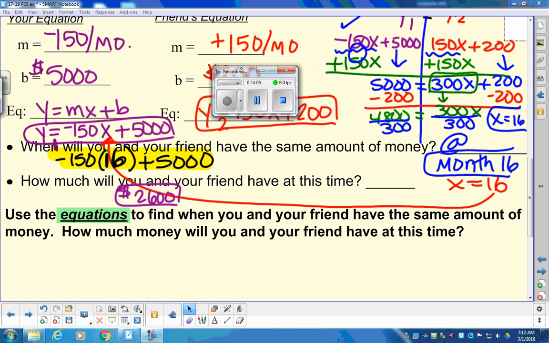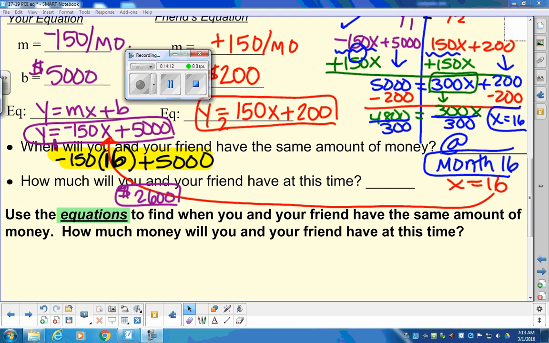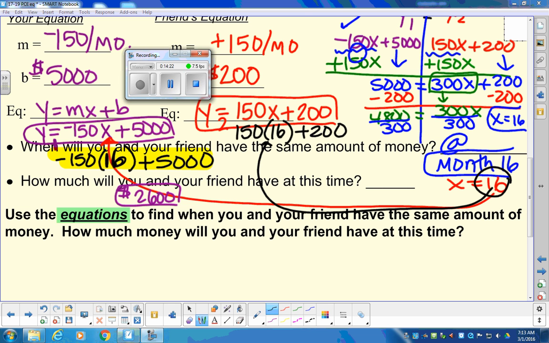The opposite situation is happening with my friend. My friend is adding money into the account. So I'm going to take that 16 here and see what happens at month 16 for my friend. So 150 my friend's putting in for 16 months, and my friend starts with 200. Friend is increasing 150 every month for 16 months and starts with 200. Typing that in my calculator, 150 times 16 plus 200. I'm getting 150 times 16 is 2,400 plus 200 is 2,600. So what I learned is my friend also has 2,600 at that particular time.